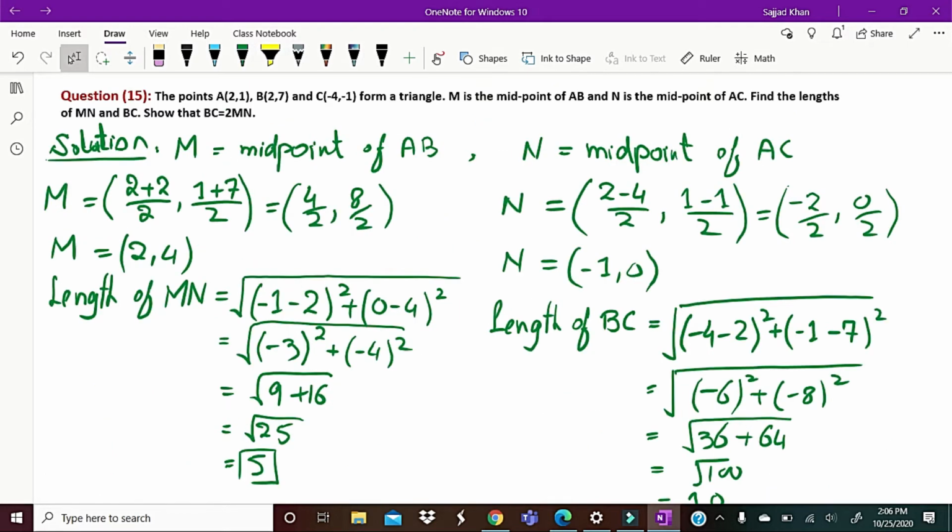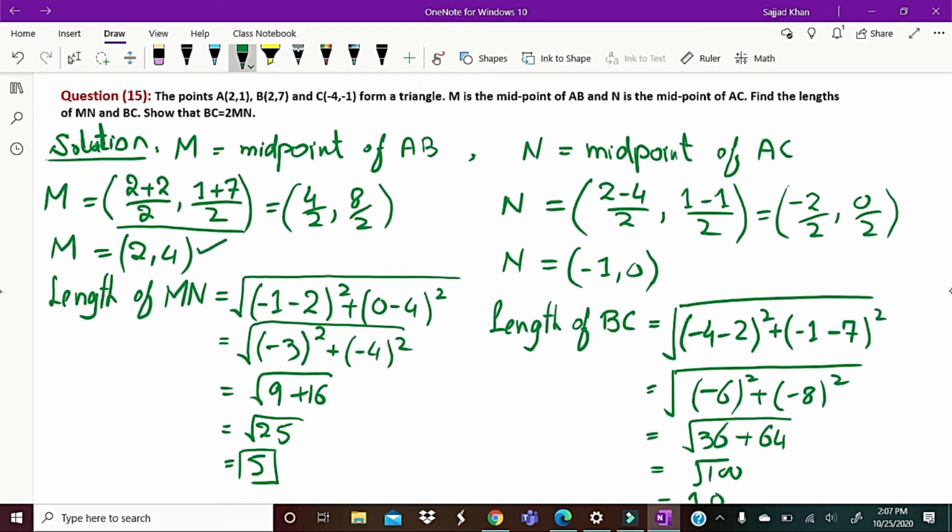Question number 15 has 3 points A, B, and C of a triangle. So M is the midpoint of AB, N is the midpoint of AC. Again, we have to find out the lengths MN and BC and show that BC is equal to 2MN. So the first thing we need to find out is the midpoints of AB and AC. M is the midpoint of AB. You know the formula, just substitute the values and we get M. N is the midpoint of AC, just substitute the values from A and C and we get the midpoint as (-1, 0).